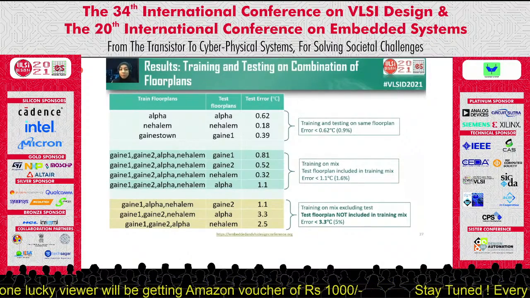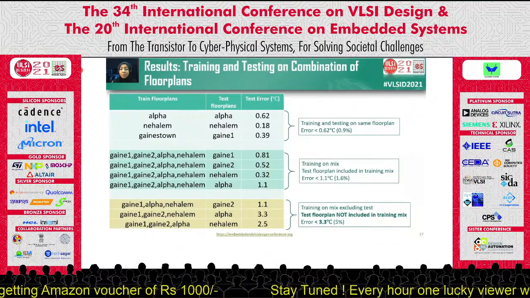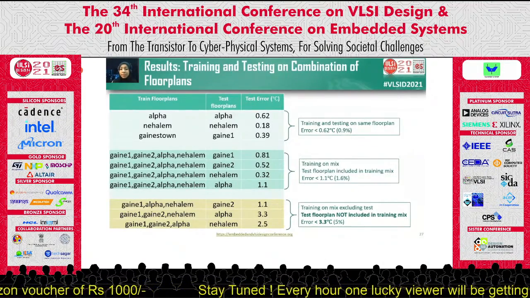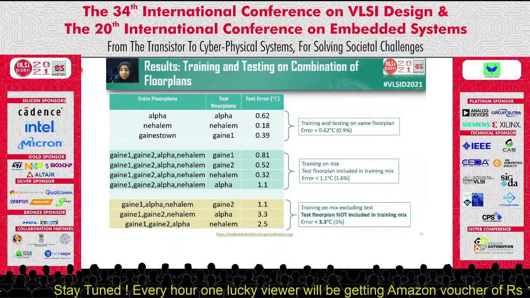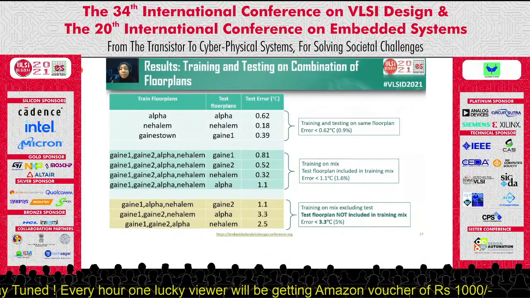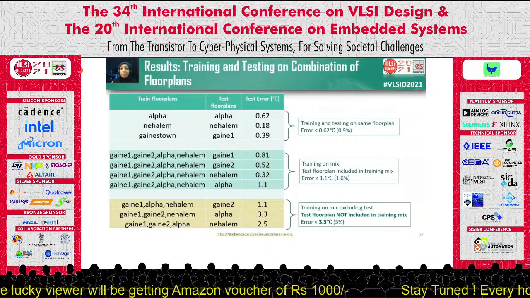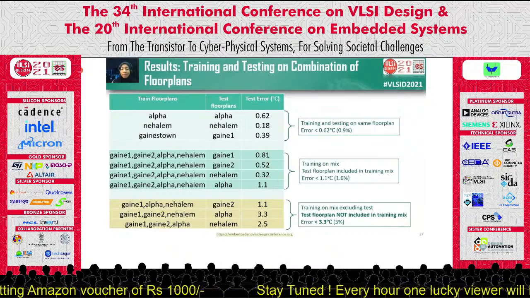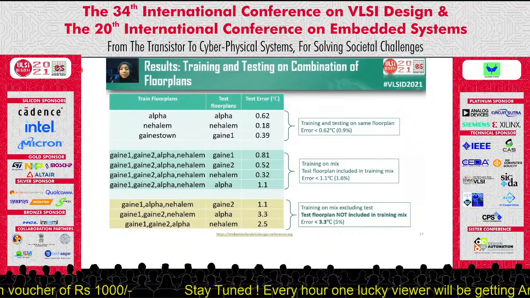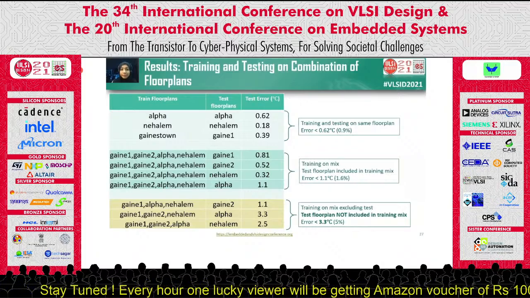Next, we use power profiles from a mix of floor plans for training, and the test error in that case remains under 1.1 degrees Celsius. In the third case, we train on a mix of floor plans, but we exclude the floor plan on which we are going to test. Thus, we train on a separate set of floor plans and test on completely new floor plans. So in some cases, the error is under 3.3 degrees Celsius, which is under 5%.